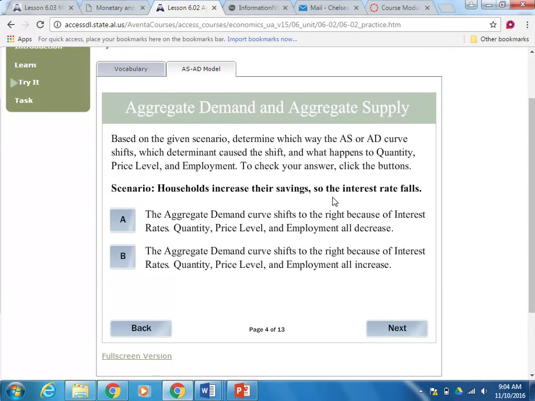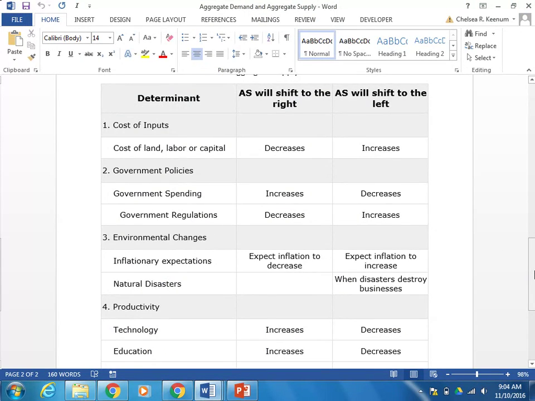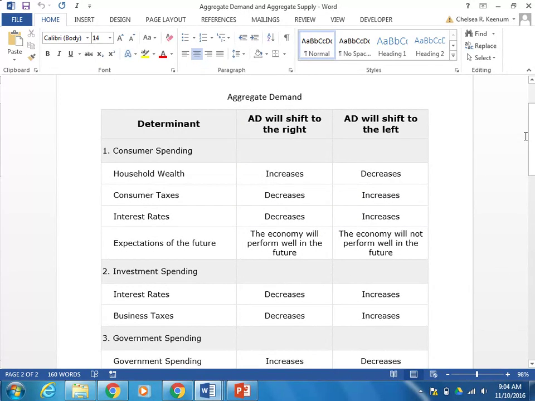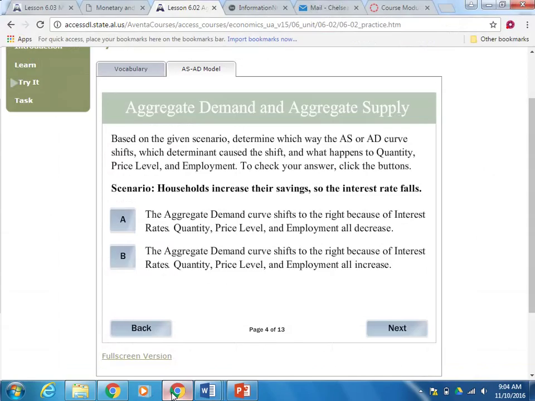Okay, households increase their savings, so the interest rate falls. That's going to be with demand because it's got to do with households. The interest rate decreases, AD is going to shift to the right. And what's going to happen if it shifts to the right? Remember, with demand, when there's an increase and it shifts to the right, everything else is going to increase as well.